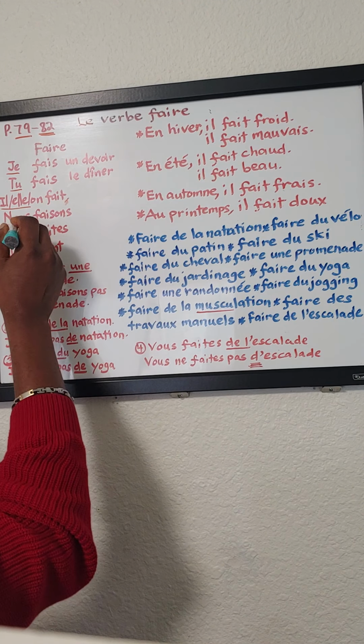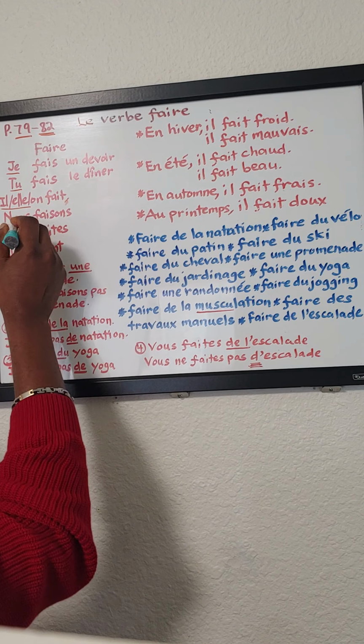The il does not refer to he, right? It refers to it is. It is cold. So here, en hiver, in winter. En hiver, il fait froid. En hiver, il fait mauvais. Mauvais means bad, the adjective bad, B-A-D. So il fait mauvais means it is bad outside. Il fait froid. It is cold.